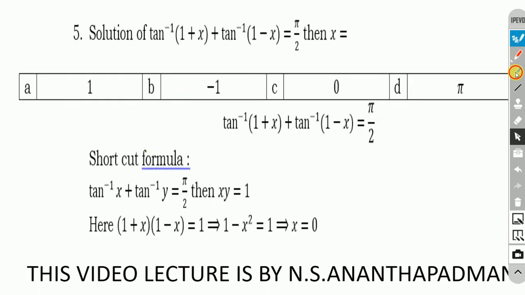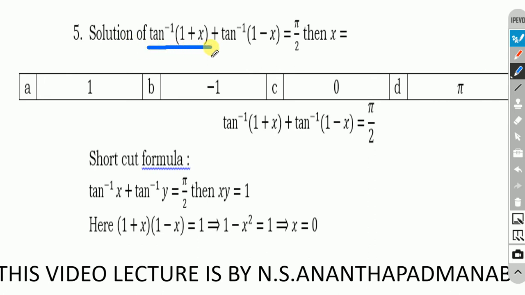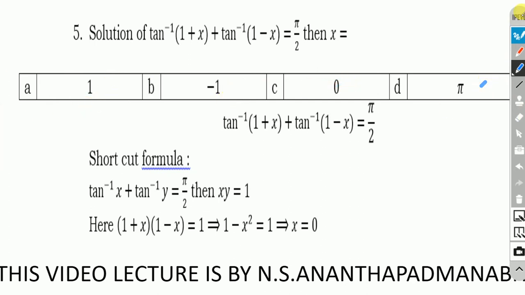Solution of tan inverse of (1 plus x) plus tan inverse of (1 minus x) equals pi by 2. Then x is equal to, that is the question: we need to find the value of x which satisfies this, tan inverse of (1 plus x) plus tan inverse of (1 minus x) equals pi by 2. As usual we have options 1, minus 1, 0 and 4. That is, we are having 4 options here.